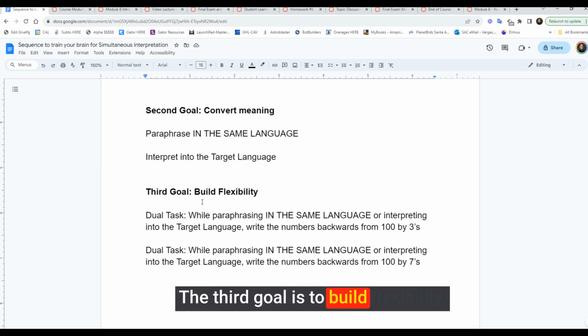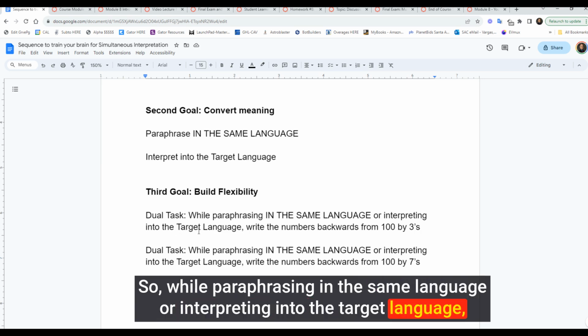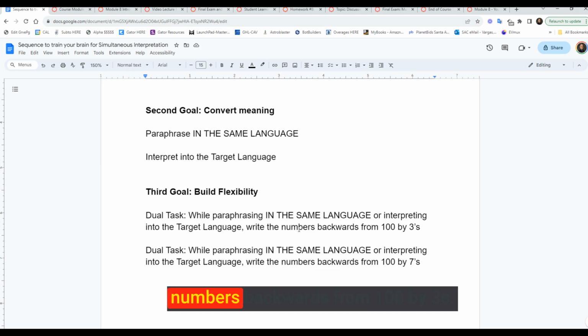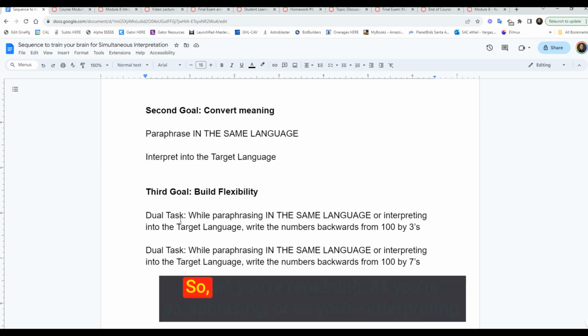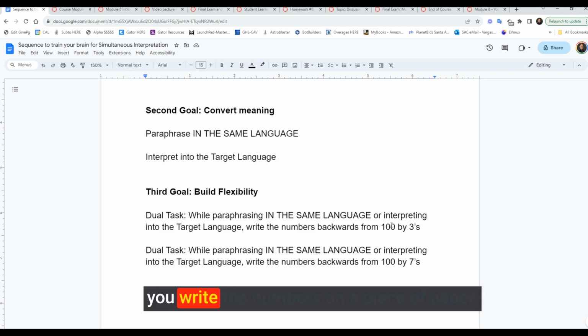Third goal is to build flexibility. This is called dual tasking. So while paraphrasing in the same language or interpreting into the target language, at the same time that you are doing this, you are writing on a piece of paper the numbers backwards from 100 by threes. So as you're repeating, as you're paraphrasing, or as you're interpreting, you write the numbers on a piece of paper. So you're doing two things at once. One is oral, and this one is written.